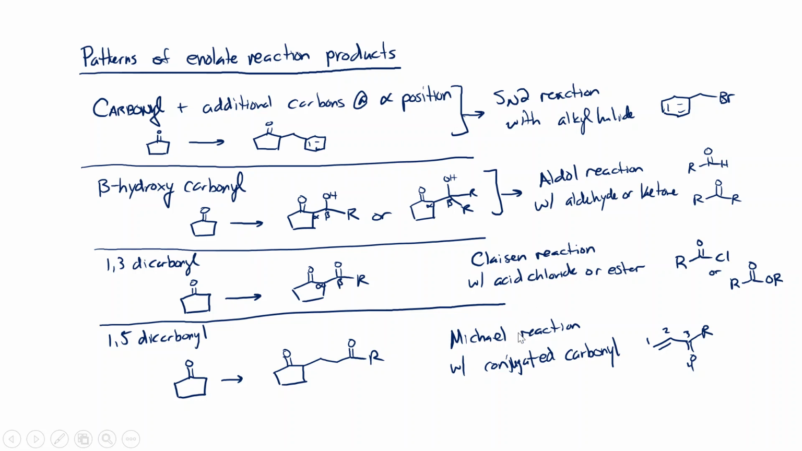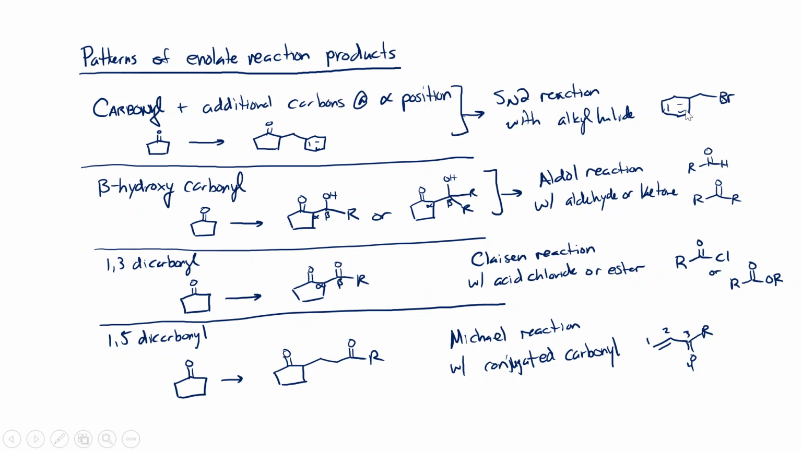And the way that we pick between these reactions is we look at what the product looks like, right? If we have a product that has carbons added to the alpha position and has no other functional groups, no other oxygens or anything, the answer there is going to be, we're going to react with an alkyl halide, because the enolate will add to the alkyl halide, we'll lose the leaving group, and we'll add only the carbons.